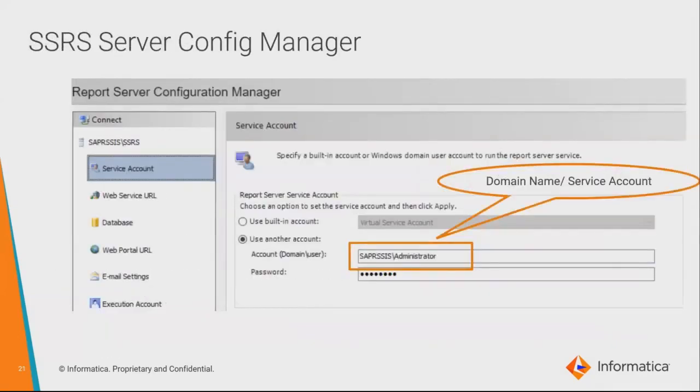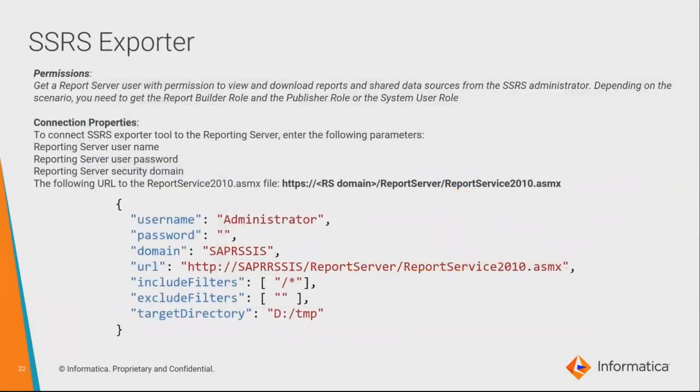The report server configuration manager has a domain and service account details, and that is used as part of the exporter utility. The syntax and the example are provided here with the JSON file example. The required credentials, the domain URL, and the include and exclude filters. It can be specific to a folder or report, or it can be a wildcard. The target directory needs to be accessible, where it will have the XML files.